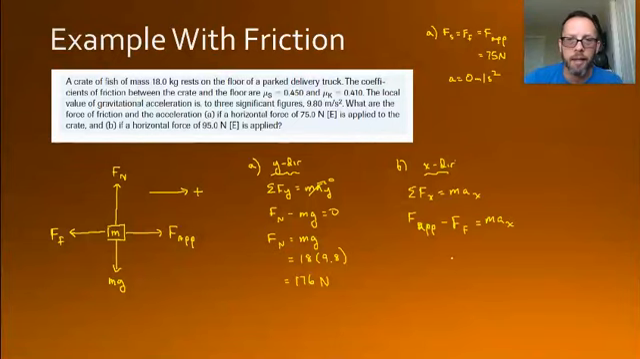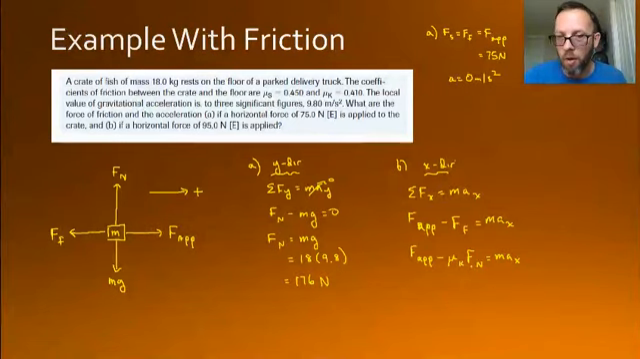And in this case, the question asks for the force of friction and the acceleration. So there's two ways you could do it. You could write F_app minus mu k times Fn equals MAX, and in this case we know mu k, we know Fn, we know M, and we know F_app. So you could solve for the acceleration, and then you have to go back and plug in for FF.